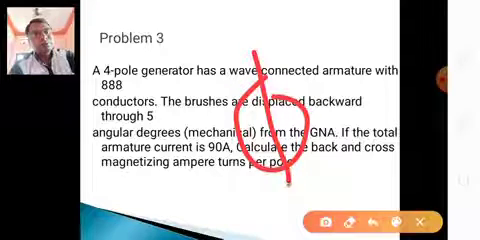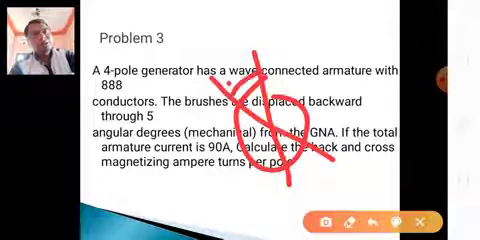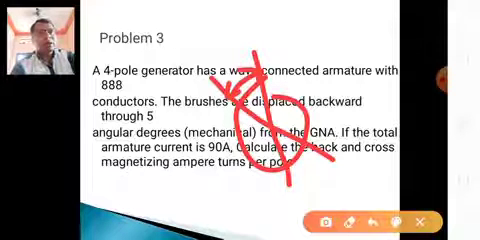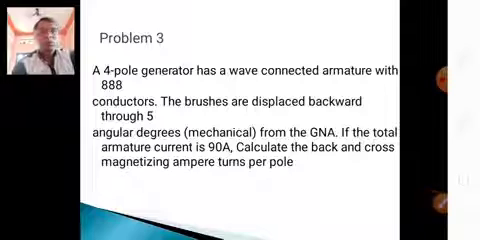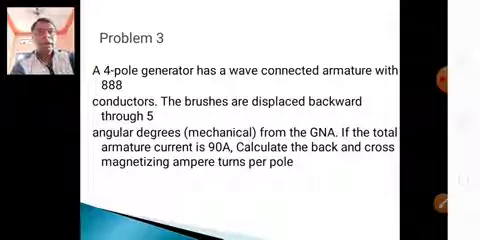Here the brush is shifted backward, so here it is theta. So the reverse direction will be flowing, as the armature is rotating. Similarly, the number of poles P equal to 4 and Z equal to 888 conductors. The brushes are displaced backward through 5 angular degrees from the GNA. The total armature current is IA equal to 90 amps. Calculate the back and cross magnetizing ampere turns.